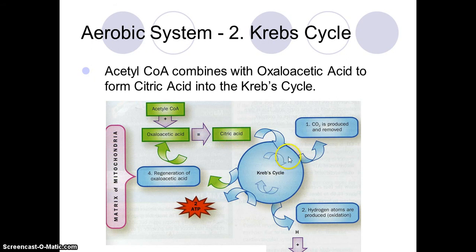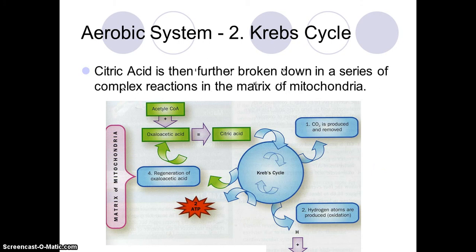If you look at page 11 in your textbook, it's a slightly more basic diagram that'll tell you what you need to know as well. Right, what you need to know about Krebs cycle is that citric acid is then further broken down, and this happens in the mitochondria. So rather than the sarcoplasm of the muscle, we're now talking about the mitochondria. When your book talks about the site of the reaction, it's the mitochondria that you need to worry about.